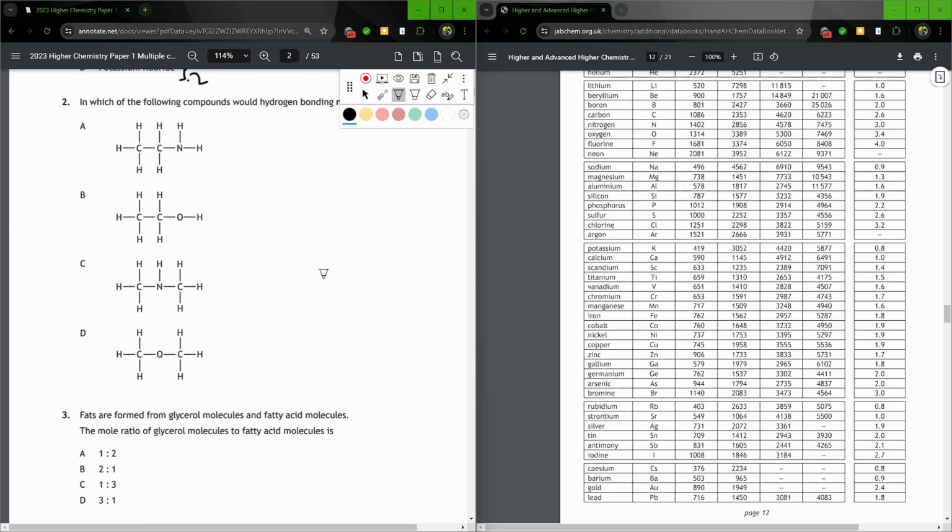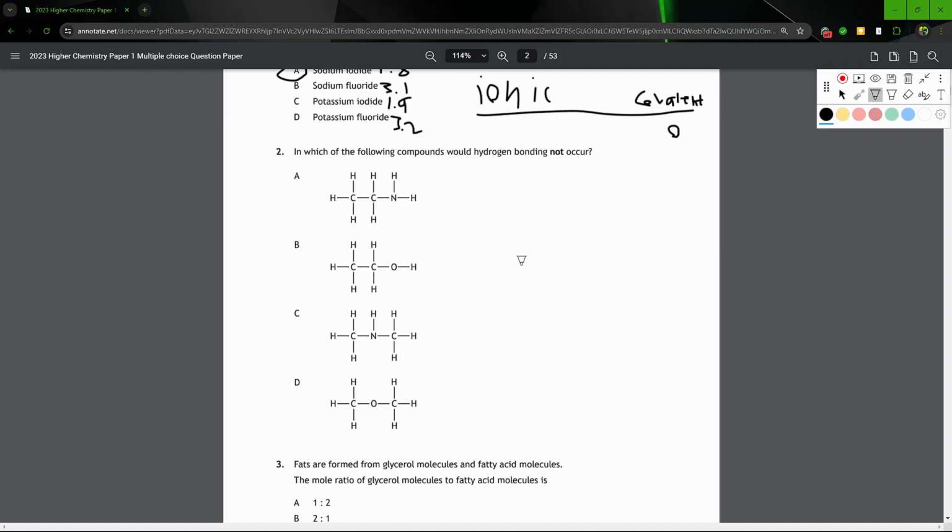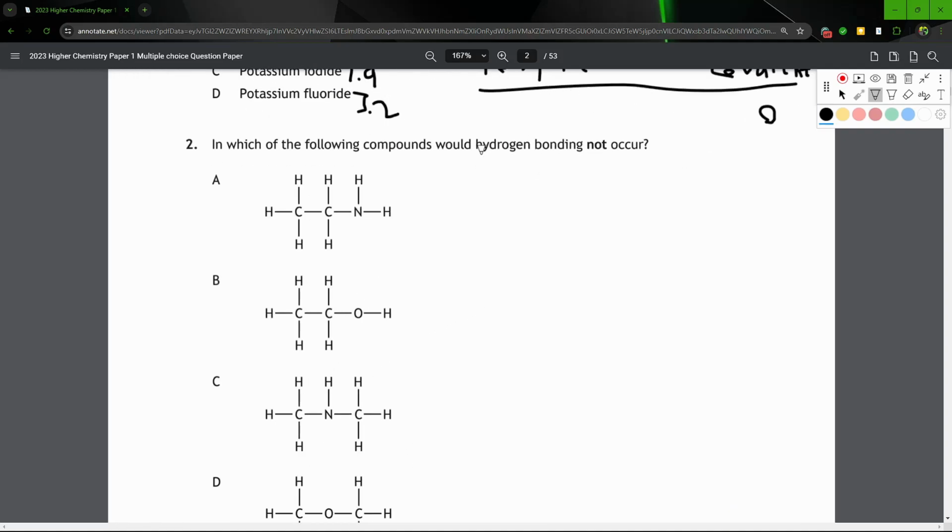That's our answer. In which of the following compounds would hydrogen bonding not occur? So, hydrogen bonding, remember, only occurs when you have a hydrogen atom bonded to one of 3 elements. It's nitrogen, oxygen, or fluorine, because these have got very high electronegativities and they do cool things, right?